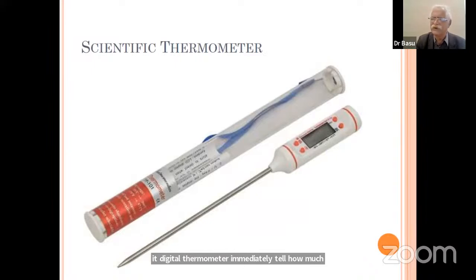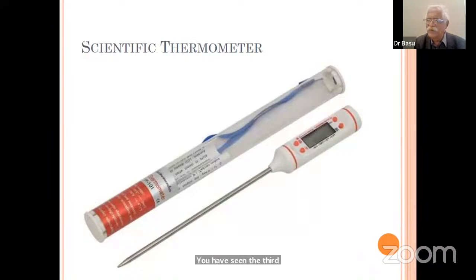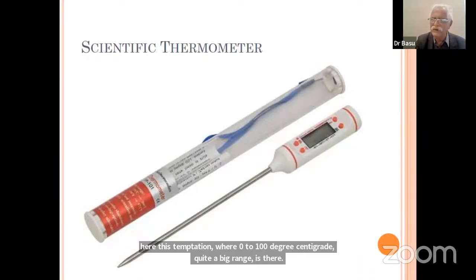You have seen the thermometer that ranges from 95 to 110 degrees, which we use to measure our body's temperature, and that is in the Fahrenheit scale. And here this temperature is 0 to 100 degrees centigrade, quite a big range. So this science thermometer, you dip in the water, and you will get the data.